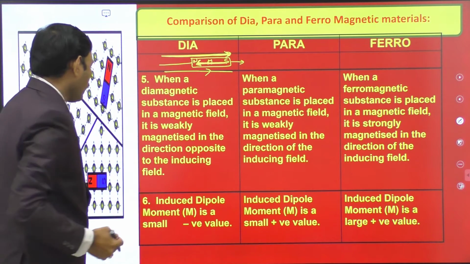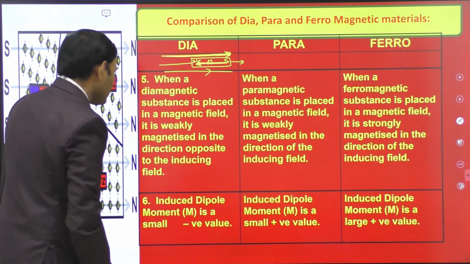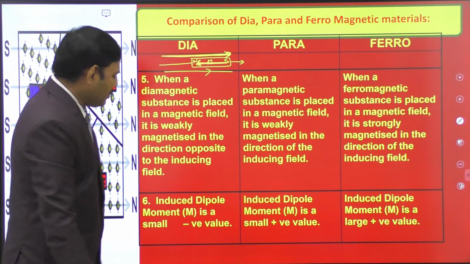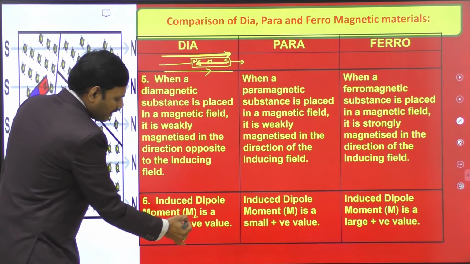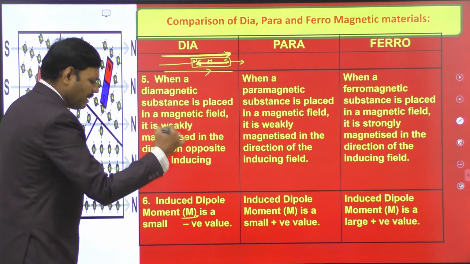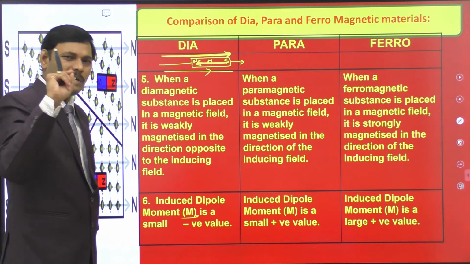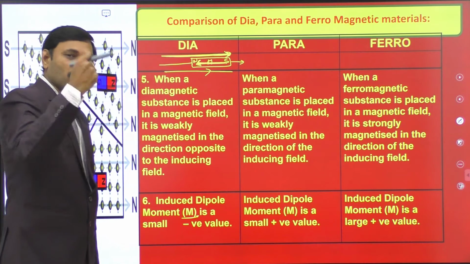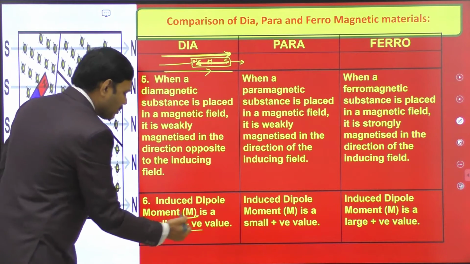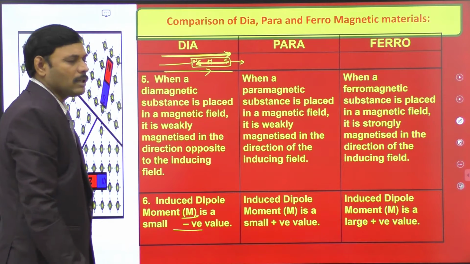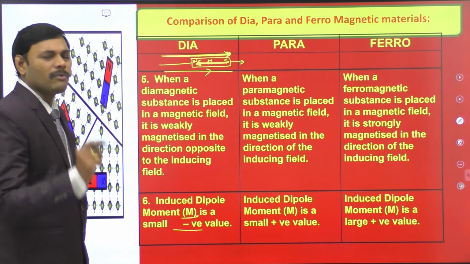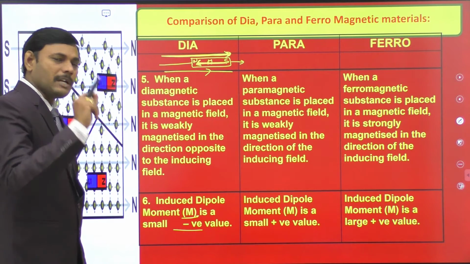Okay, next one. Then induced dipole moment is small and negative. Induced dipole moment, so dipole moment is represented by M. It is very, very small. A very small amount of magnetic moment gets induced in the diamagnetic substance, opposite to the direction. Hence we are using a negative sign. M is negative and a very small amount of M is induced.